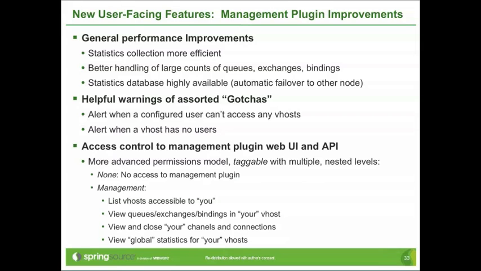So you'll get visual warnings in the UI of these useless types of scenarios that you can accidentally create. And we have a new notion of access control to the management plugin, both the web UI and the API, where you can tag a user with multiple strictly nested levels of authority. So you can have either no access to the management plugin, or you can have a management level of access, which allows a given user only to look at their channels, connections, queues, exchanges, bindings, statistics, and so on.